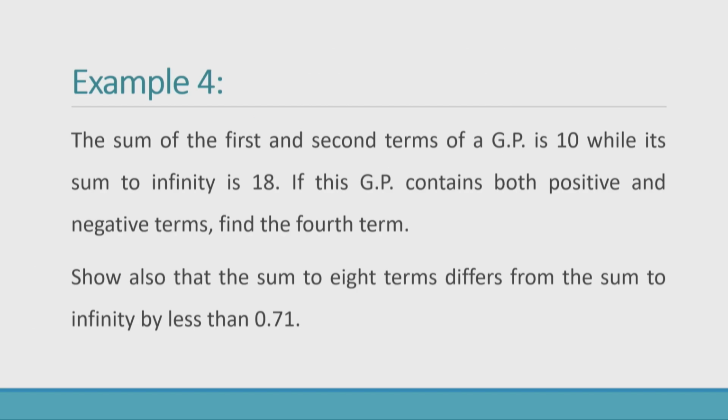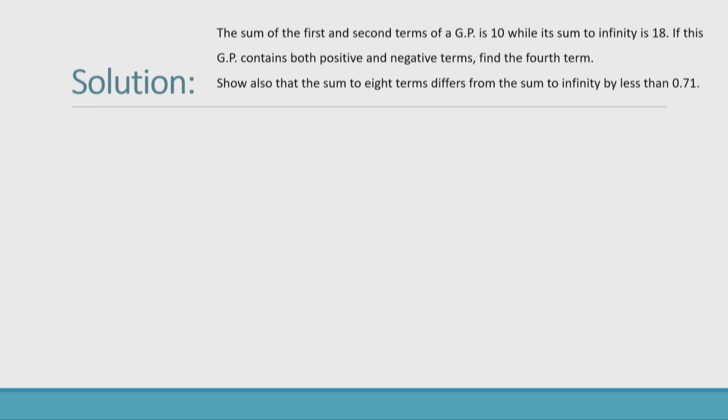Moving on to example 4. The sum of the first and second terms of a GP is 10, while its sum to infinity is 18. If this GP contains both positive and negative terms, find the fourth term. Show also that the sum to 8 terms differs from the sum to infinity by less than 0.71.